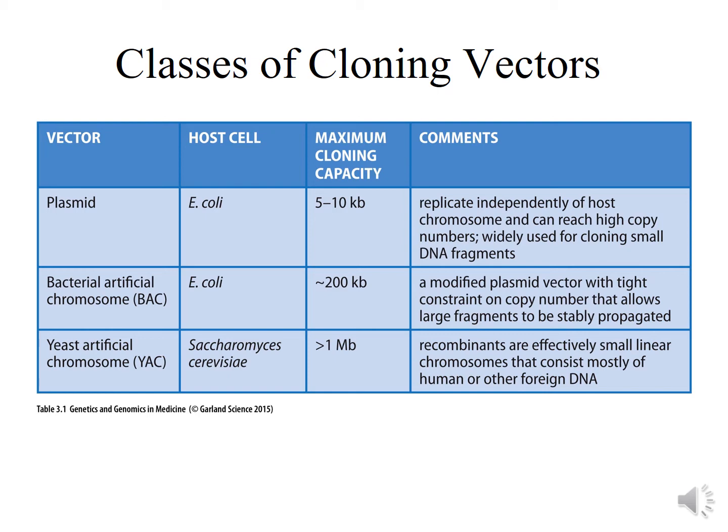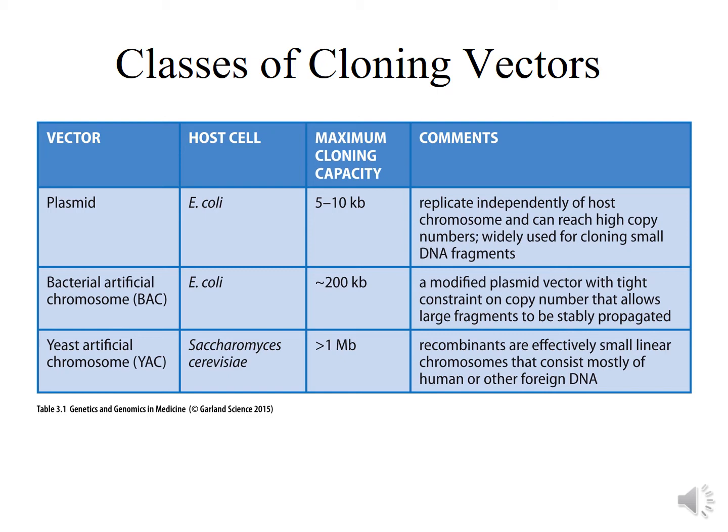Plasmids replicate independent of their host chromosome. They have their own origin of replication and can reach high copy number in the sense that multiple copies of the plasmid occur within the cell. These are widely used for cloning small DNA fragments, and in addition to an origin of replication, plasmids typically contain some type of selectable marker, that is a way that scientists can tell whether or not that plasmid is in the E. coli cell. Typically, that selectable marker is a genetic element that conveys antibiotic resistance.